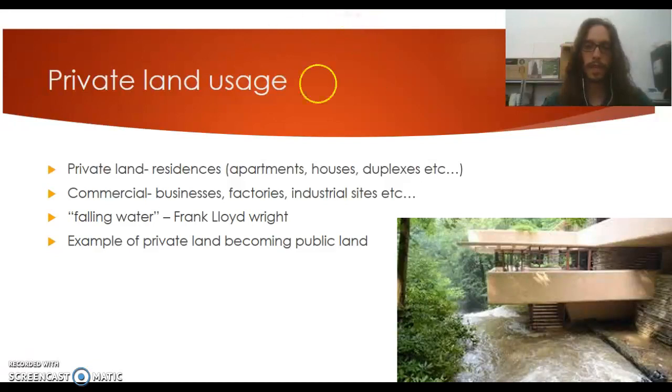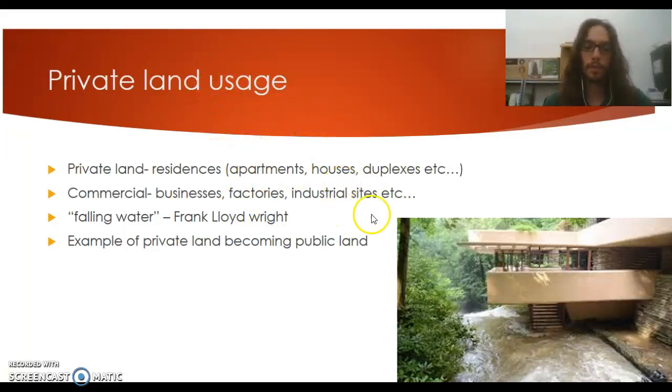Let's get into private land usage a little bit. So private land is essentially residences and commercial buildings. Residences are apartments, houses, duplexes, places that people live. And then commercial is businesses, factories, industrial sites, oil mining, grazing, all that stuff. Those are also private lands as well. So private companies can buy up public lands and turn those into private lands.